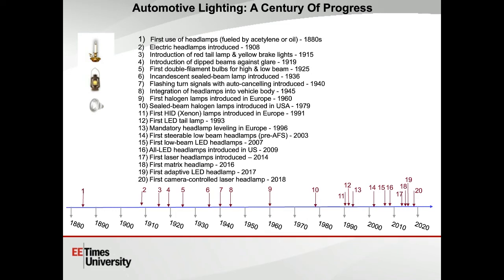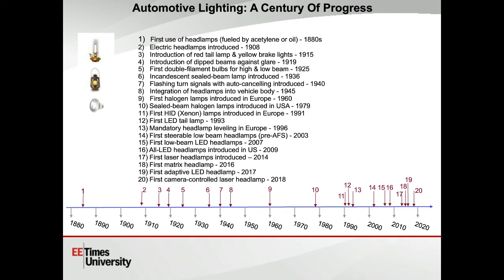First use of headlamps, in fact, weren't even electric at all. They were acetylene or oil lamps in the 1880s. Electric headlamps came in at the beginning of the 20th century. And then you can see here, as we go on, we have differences in technology. We went from incandescent to halogen to high intensity discharge.